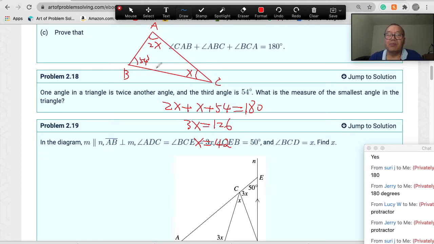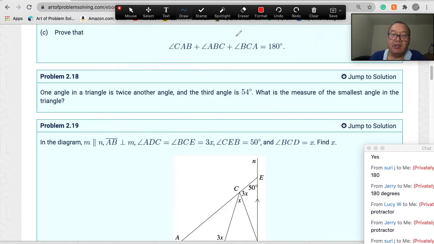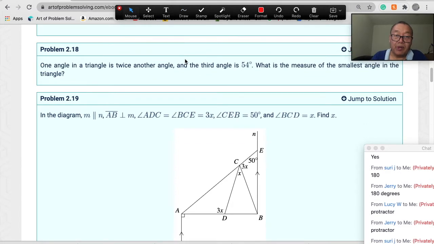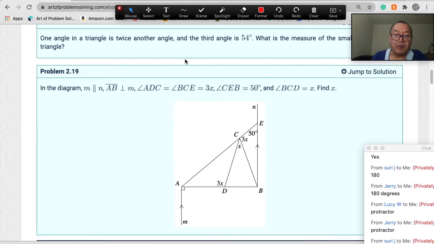So in this problem, usually in geometry, not only do you need to think logically, you also sometimes need to combine algebra skills in your process to solve geometry problems.